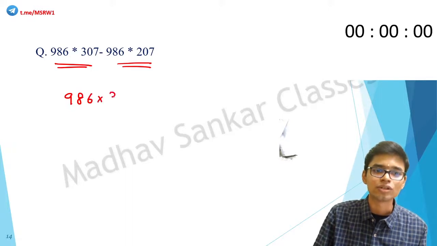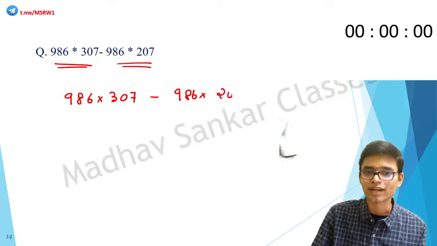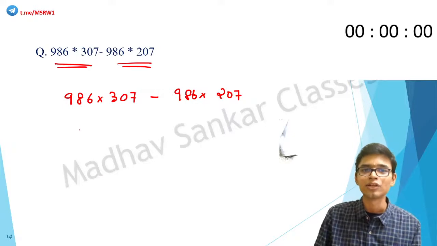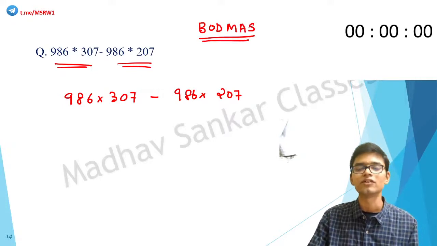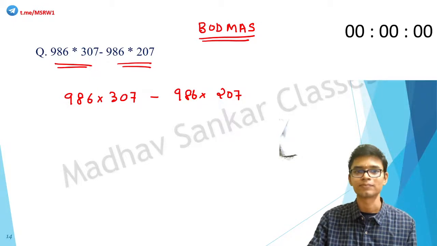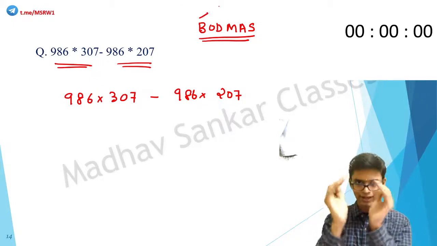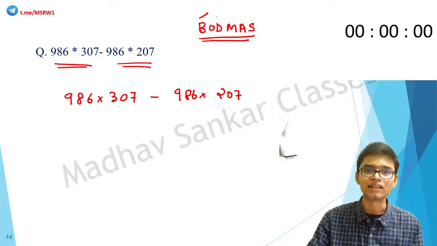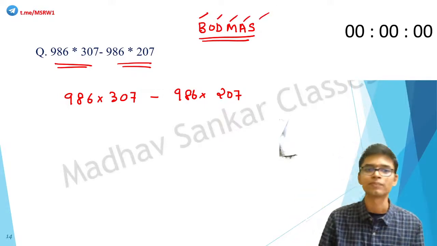986 into 307 minus 986 into 207. Correct? So what is common to both these expressions? You know something called the BODMAS rule, right? BODMAS. This is the order in which we do operations. B stands for brackets. If there are any brackets, then we have to remove them first. Brackets off. And then division, multiplication, addition, and subtraction. So that is the order in which we do it.